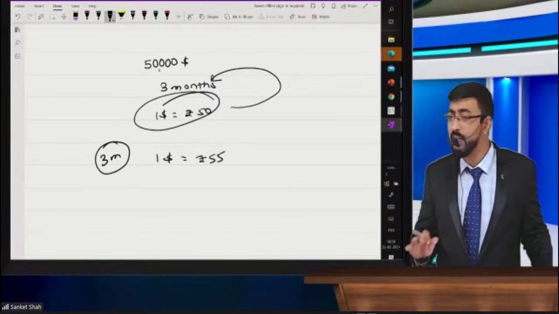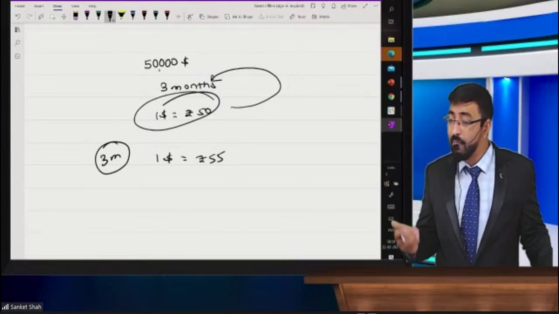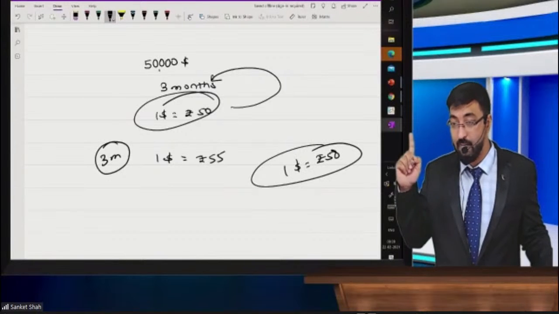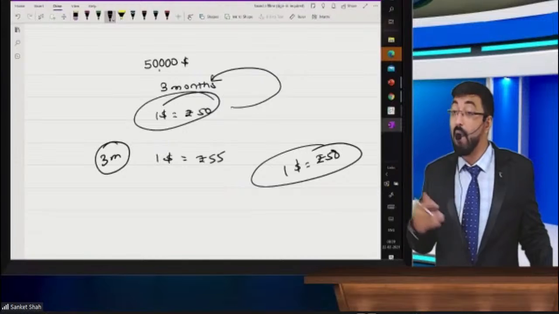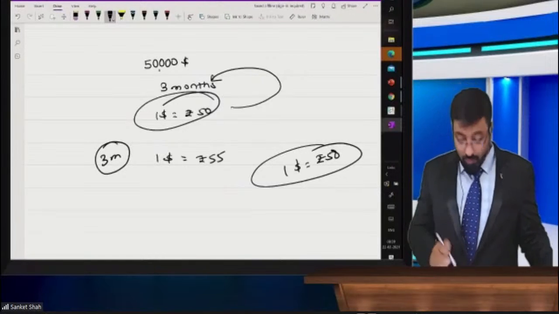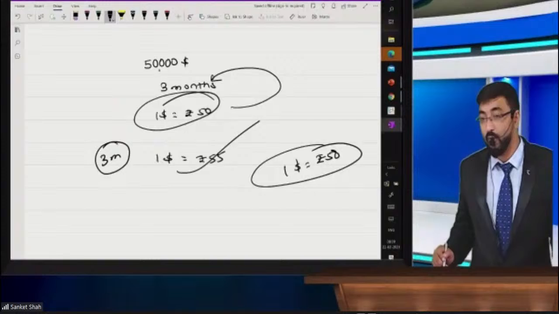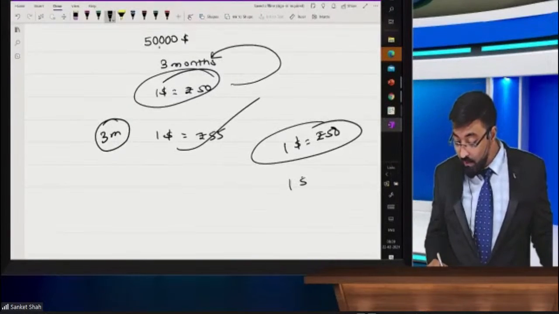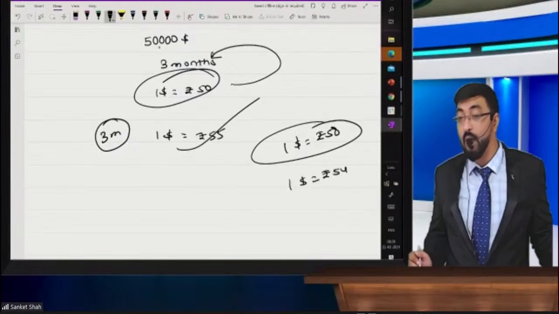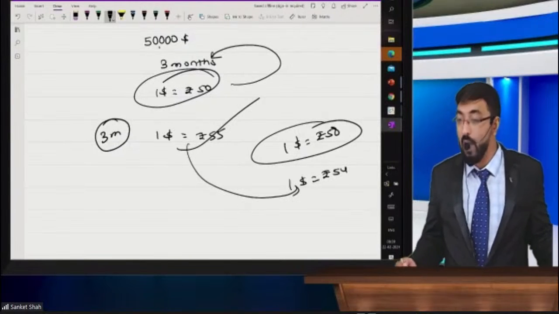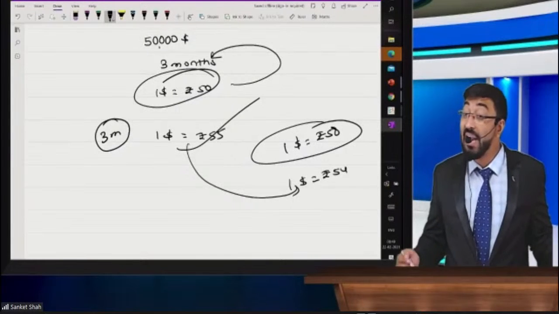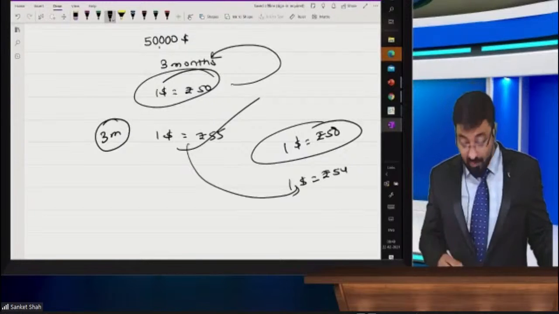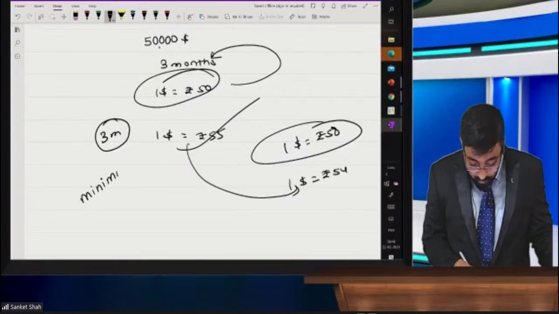Now today's price is irrelevant. I will pay tomorrow's price. Suppose $1 is equal to 58 after 3 months, I will save rupees 3 because I bought $1 at 55 only. That is my luck part. And if $1 comes down to rupees 54, I will be in loss of rupee 1. But remember, by entering into a forward contract, I minimized my risk.